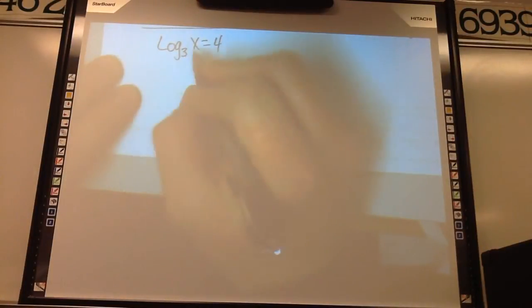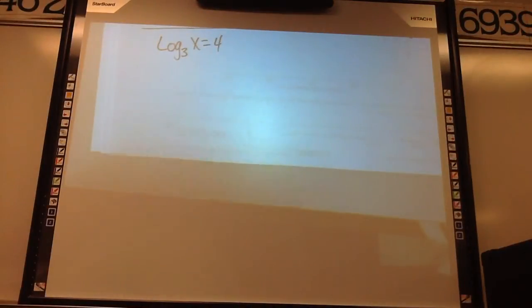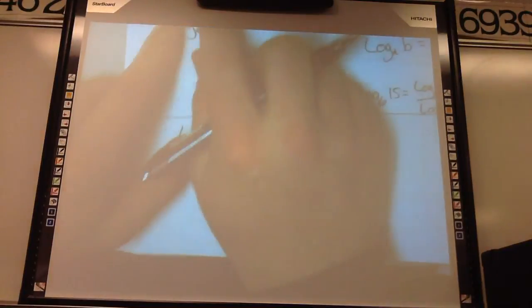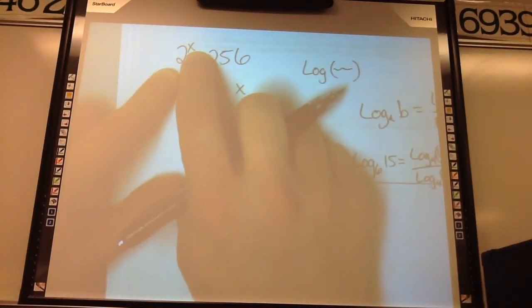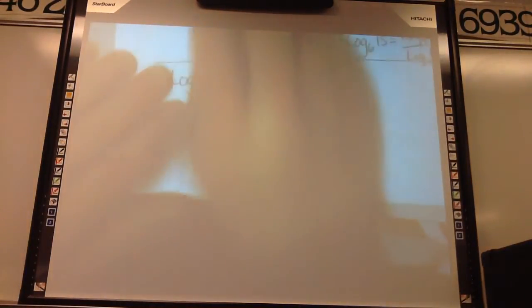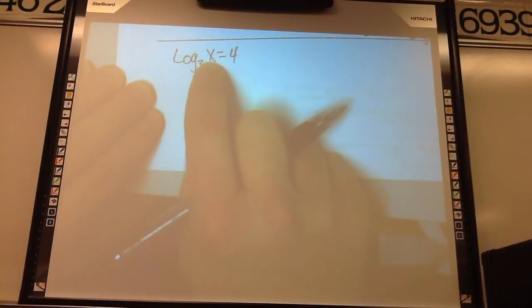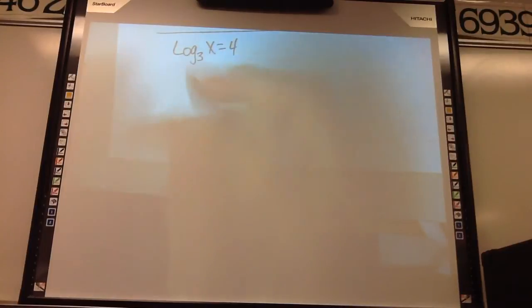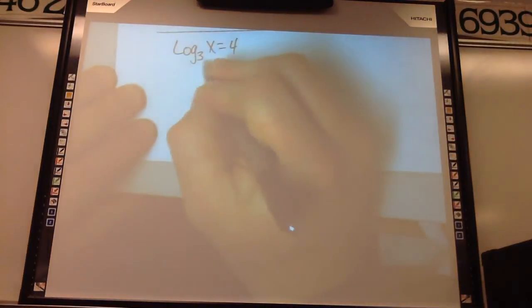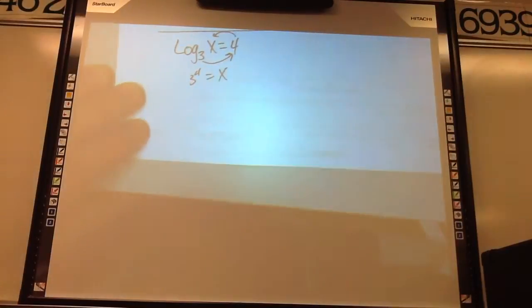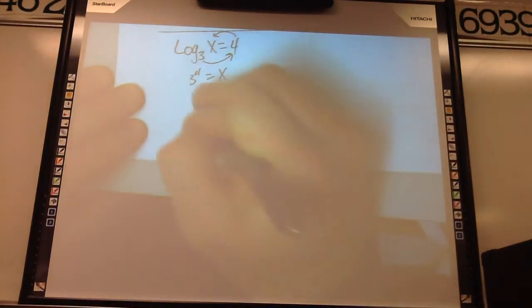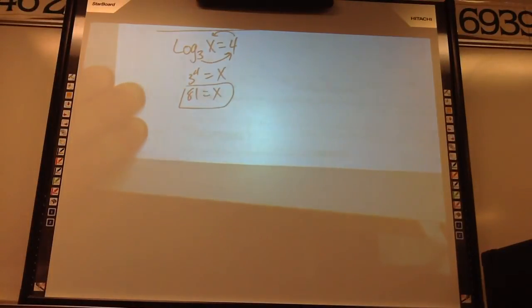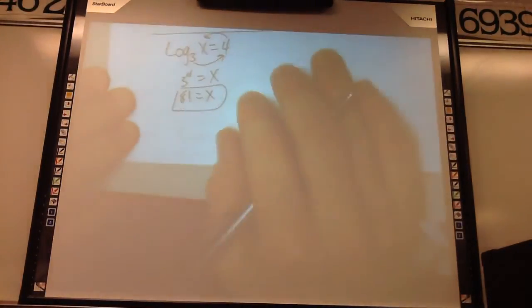Yeah, you have to switch it to exponential. Whenever your variable is the power, you switch it to log. If you have a log with a variable over here, you switch it to exponential. So whenever you're confused, try switching it to the other thing. So here, 3 to the 4th power equals x. Boom. Hey, we've solved for x. It's 3 to the 4th power, which is 81. So it's really easy. Yeah, that one is easier, I think.